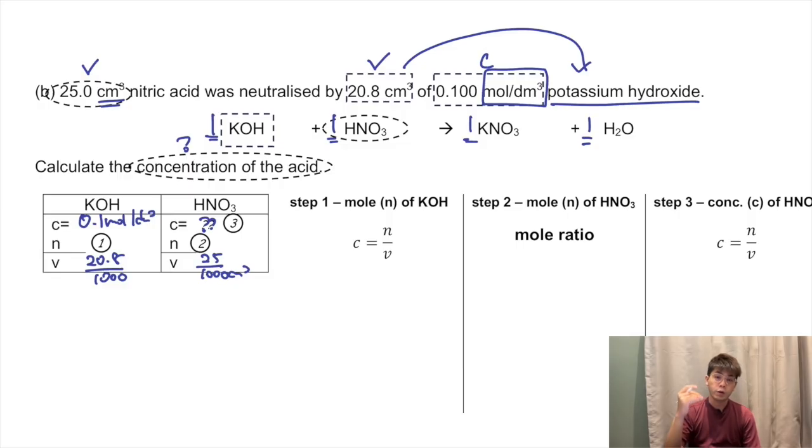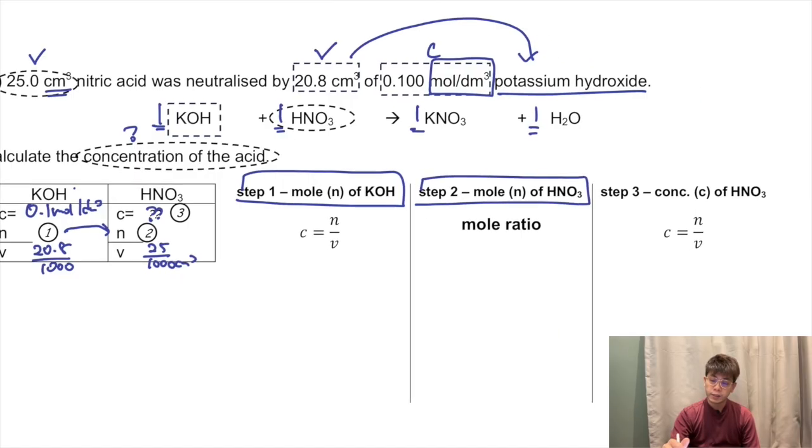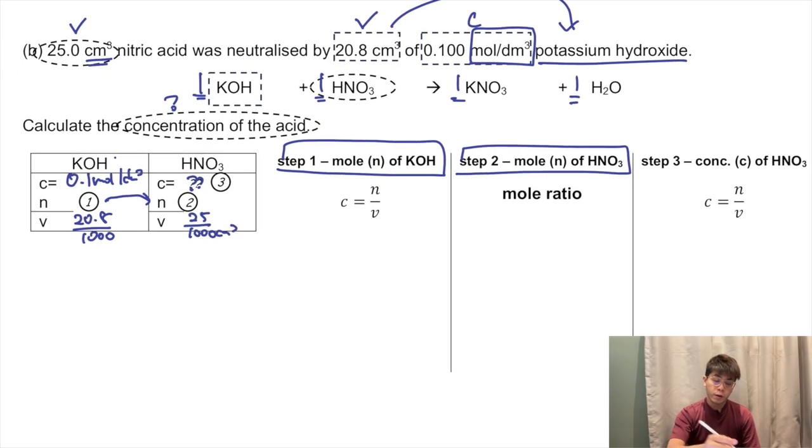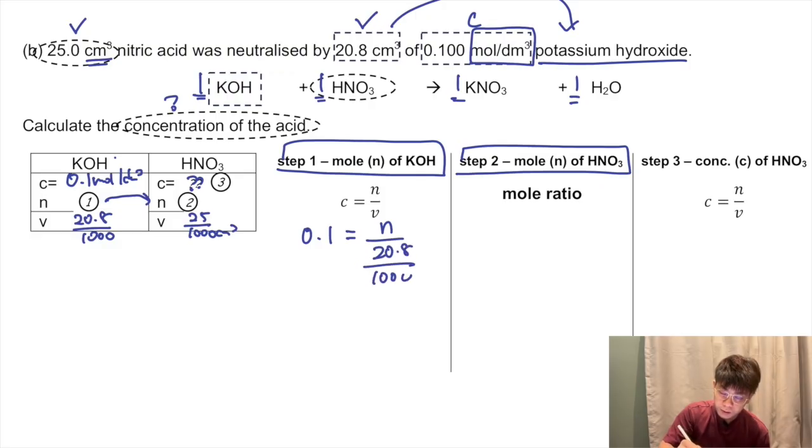So let's start with the one that has only one unknown. You can see potassium hydroxide has one unknown, and nitric acid has two unknowns. So I'm going to start with the number of moles of potassium hydroxide. Then I'm going to use the mole ratio to calculate the number of moles of nitric acid. And then finally, calculate the concentration of HNO3. Now remember, C equals N over V. The C is 0.1, N I want to calculate, and the V is 20.8 over 1000.